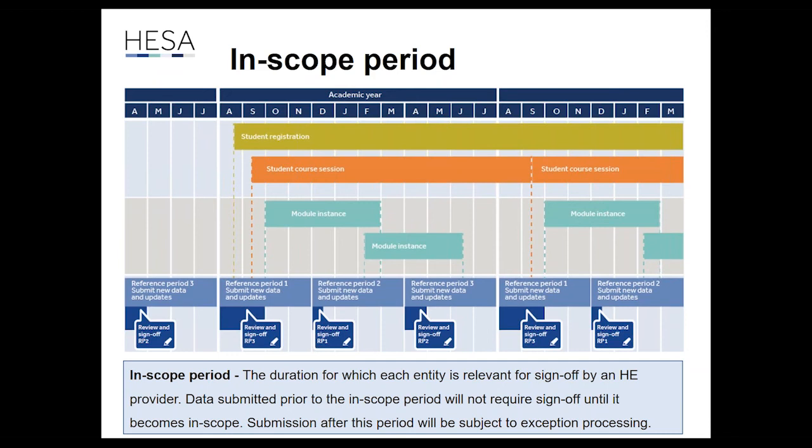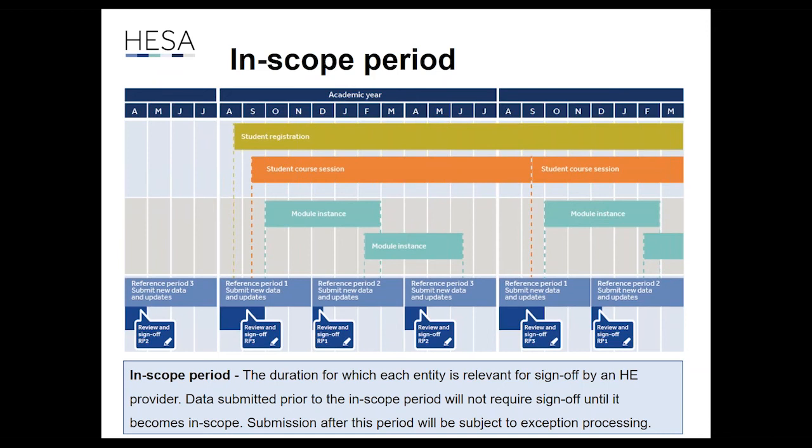So there's a recognition of the fact that this is in-year data collection, and therefore not all new data that you submit to us during a reference period might apply to that reference period, because the collection's always open. So at the moment, when you sign off your data in the AP student collection, you sign off everything that's in your final file, all of that data. But in the new collection, it may be you've submitted some data ahead of time, or it may be you've been correcting data that is now after its in-scope period. So these definitions of the in-scope periods of each entity define whether or not they need to be signed off in any particular reference period.